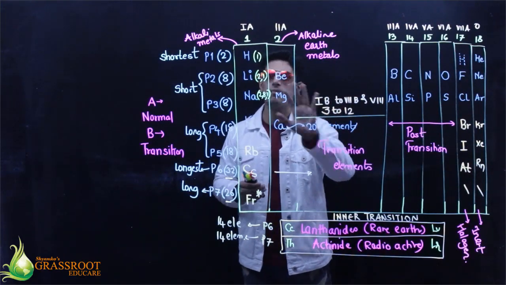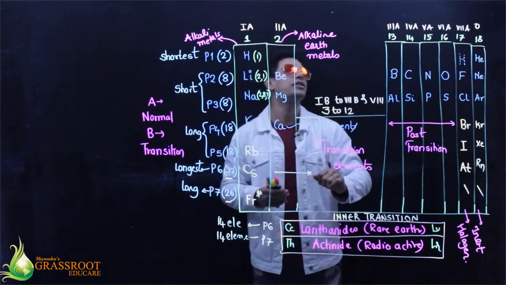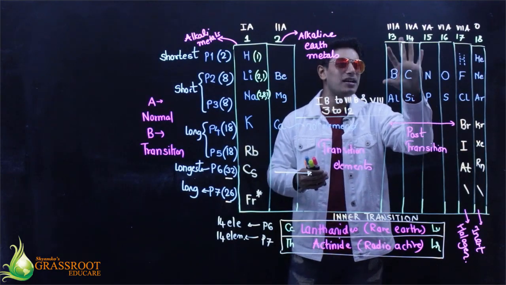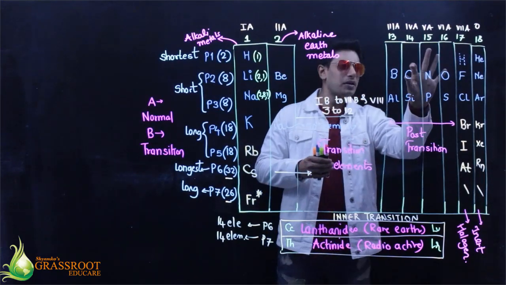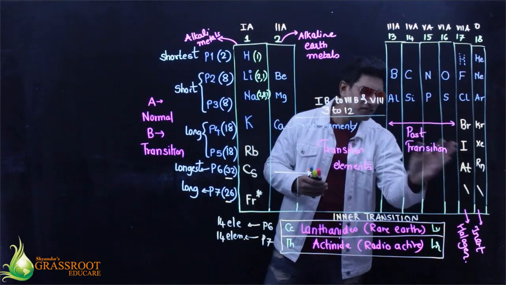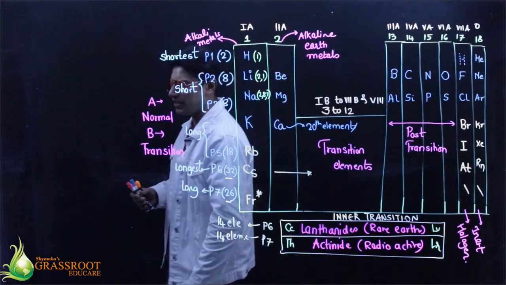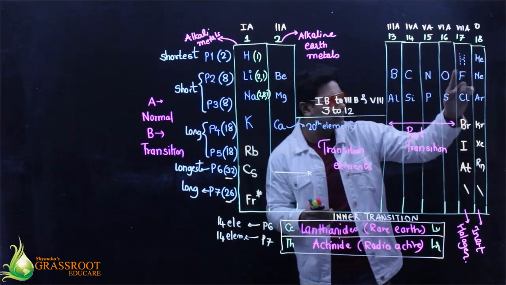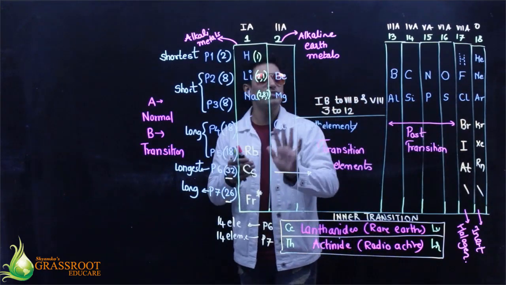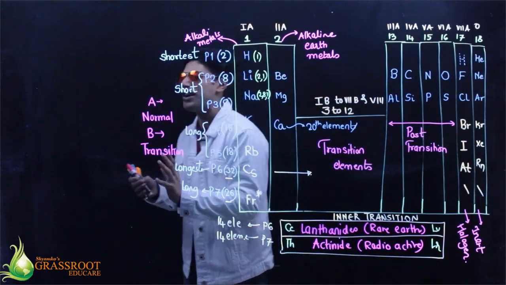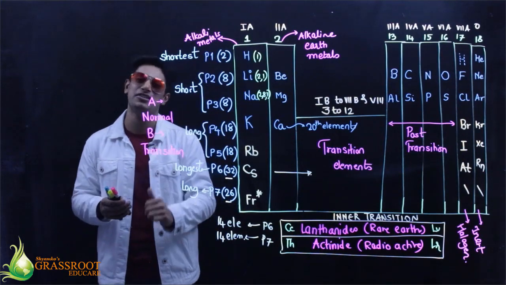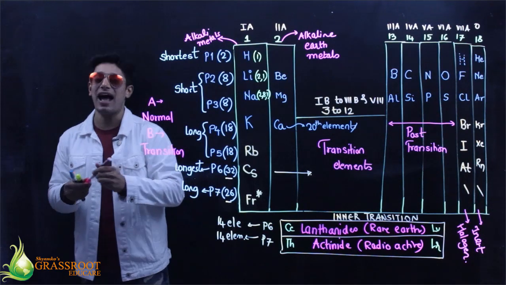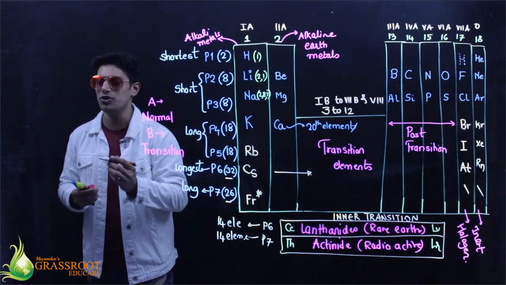Transition elements I have already spoken about. Normal elements I have already spoken about. The post-transition elements, group 13 to 16, consist of metals, metalloids and non-metals. They consist of everything. The first two consist of metals only. The 17th consists of non-metals. So this was all about the generalized concept of the periodic table. Now, talking about the periodic properties and the bridge elements, two new things.